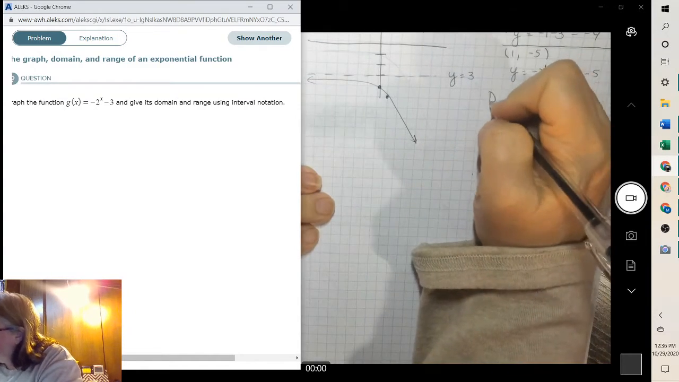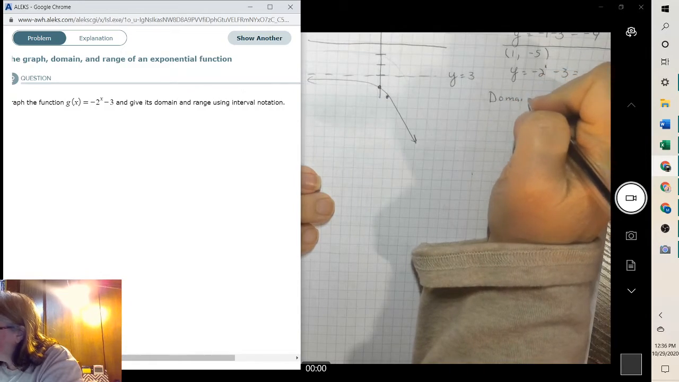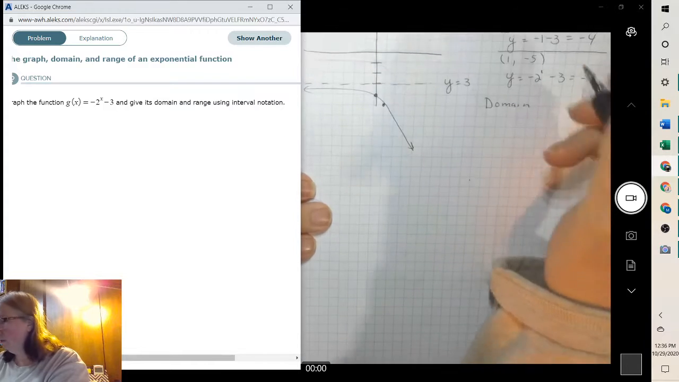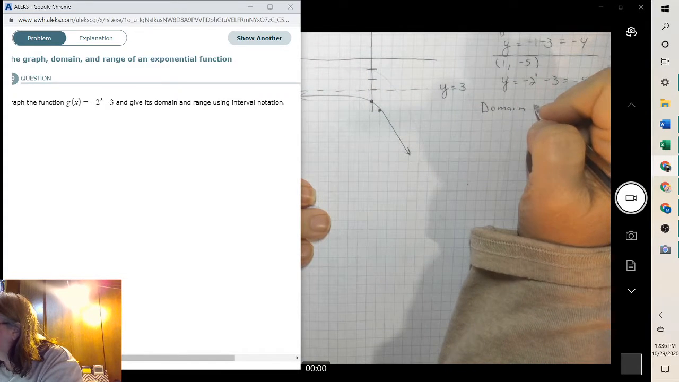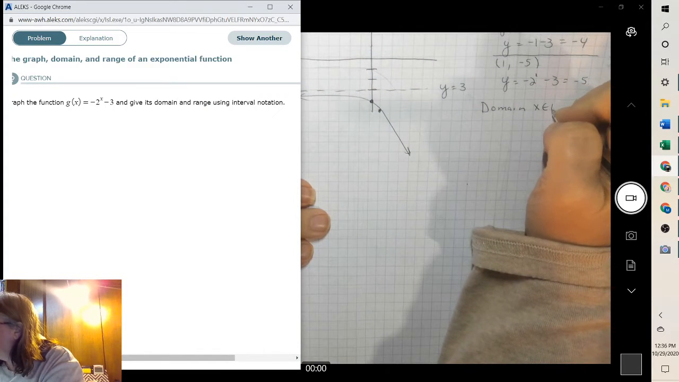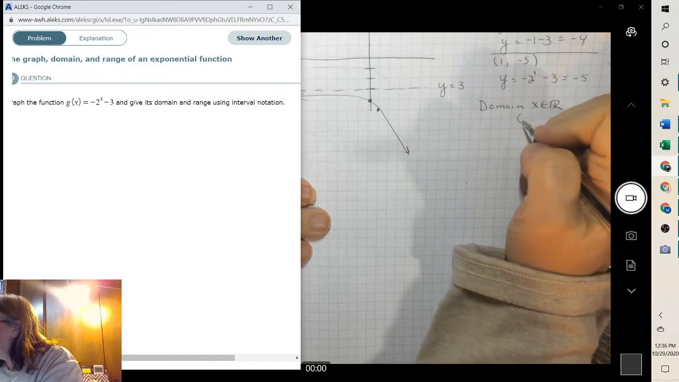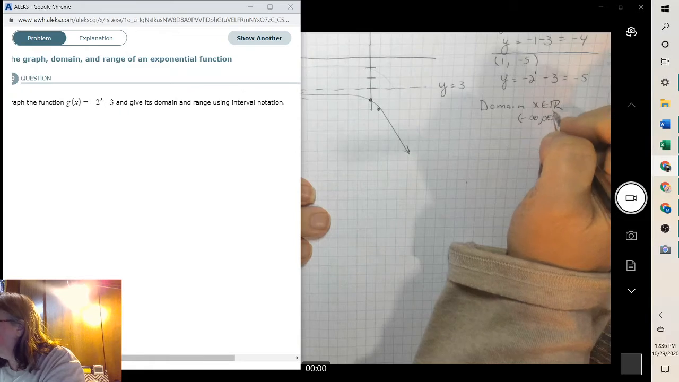The domain, this is going all the way, it's going to cover all of the x-axis. So the domain is all real numbers. x is a member of all real numbers. They want interval notation, so -infinity to infinity.